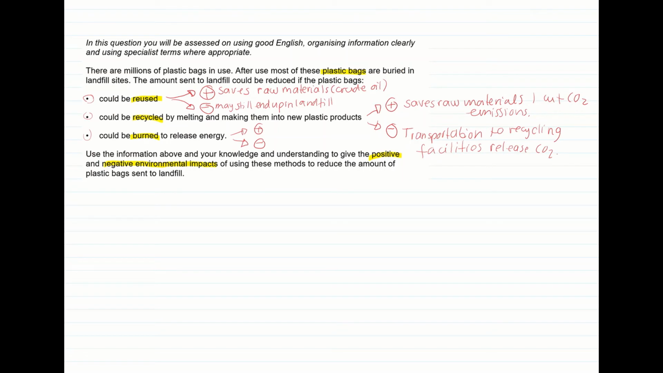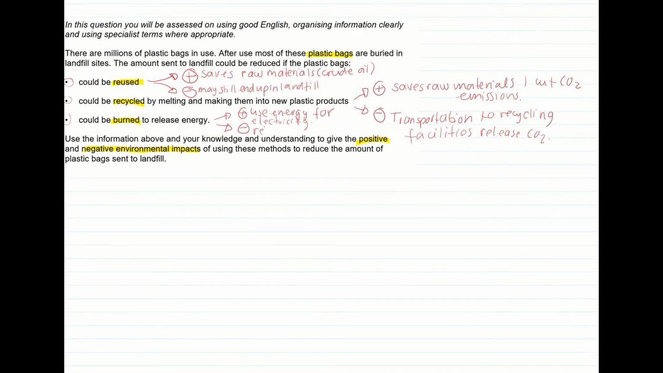For the third point, burning plastic, the positive is that it releases energy, right? So we can use this energy for heating buildings, for example, or generating electricity. You can probably imagine that burning plastic will release lots of toxic gases into the atmosphere and also increase the amount of carbon dioxide that's released as well. So that's a big drawback of burning it.